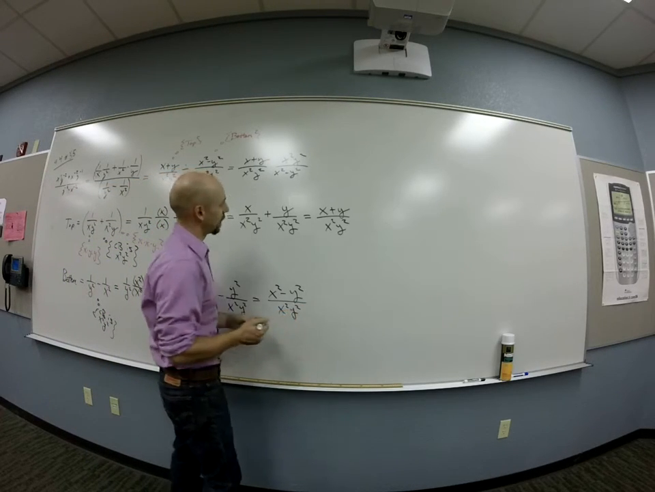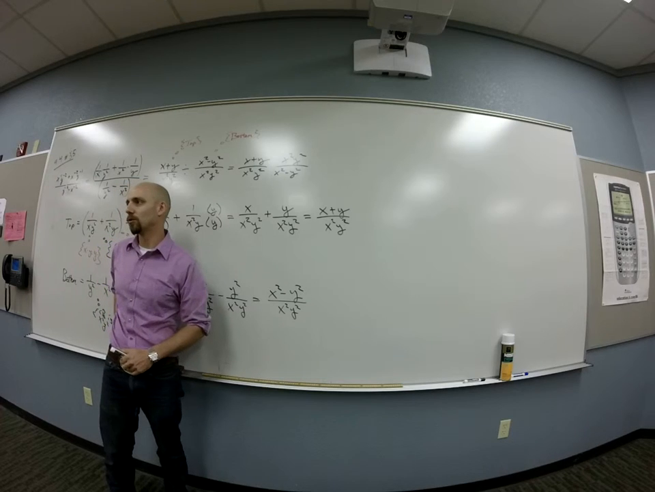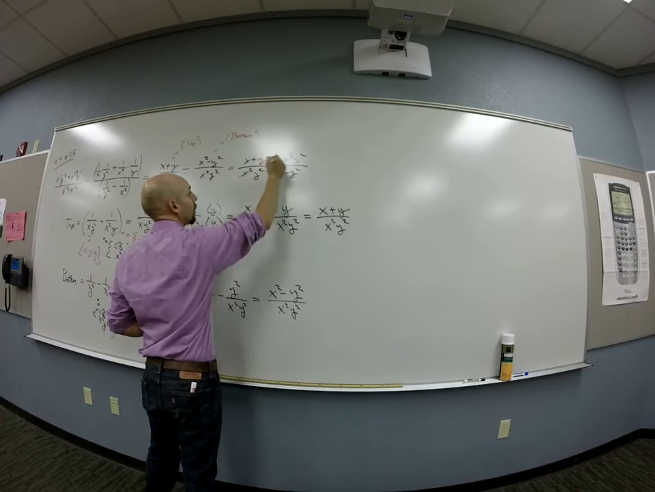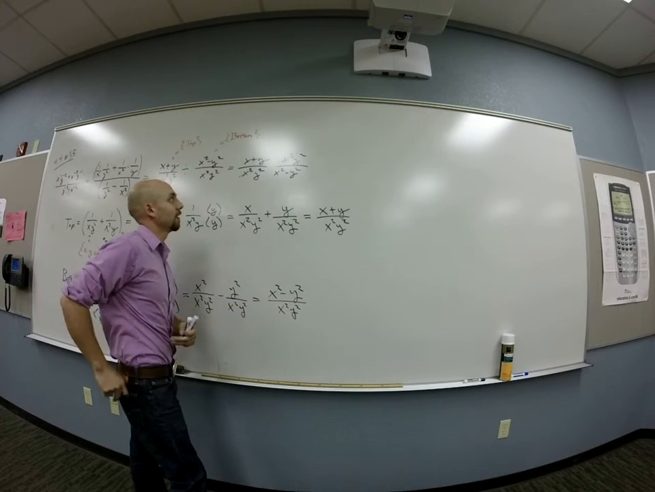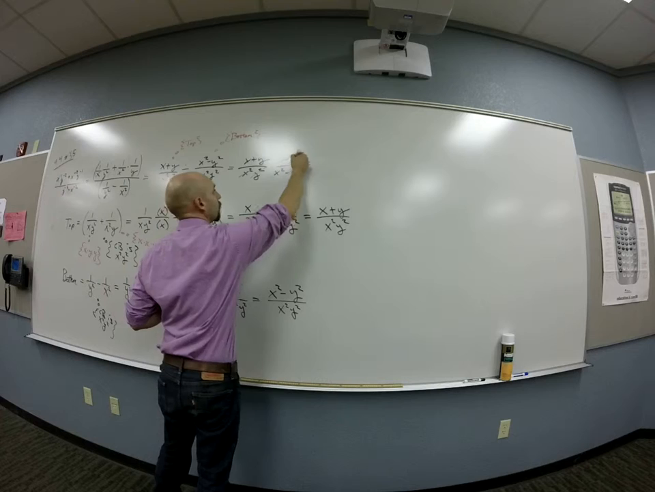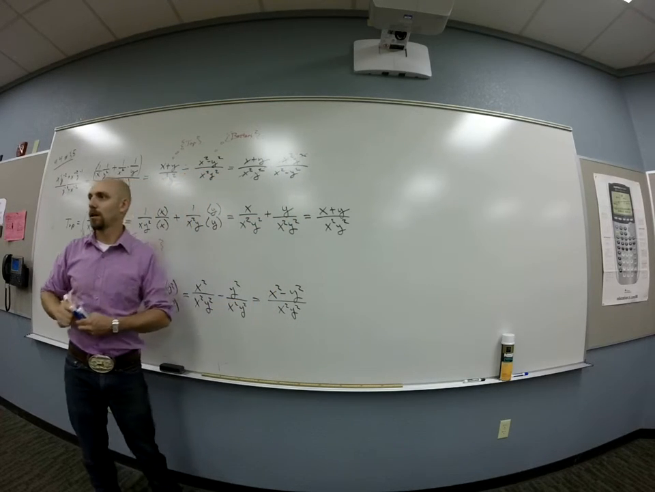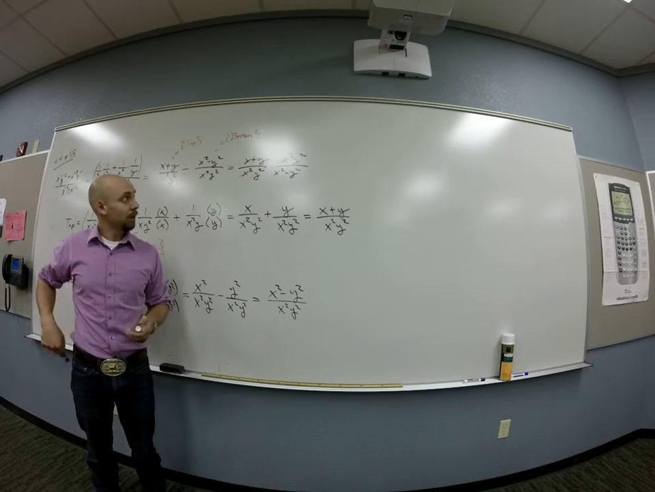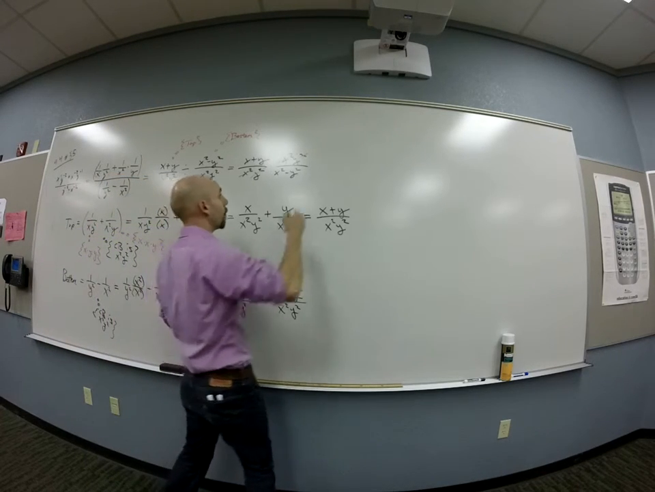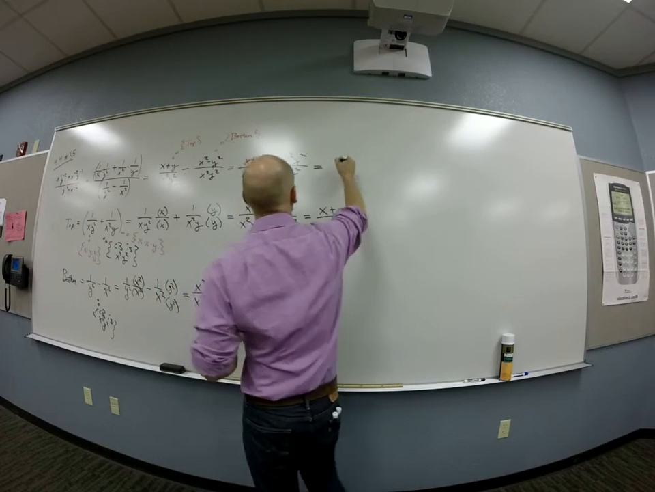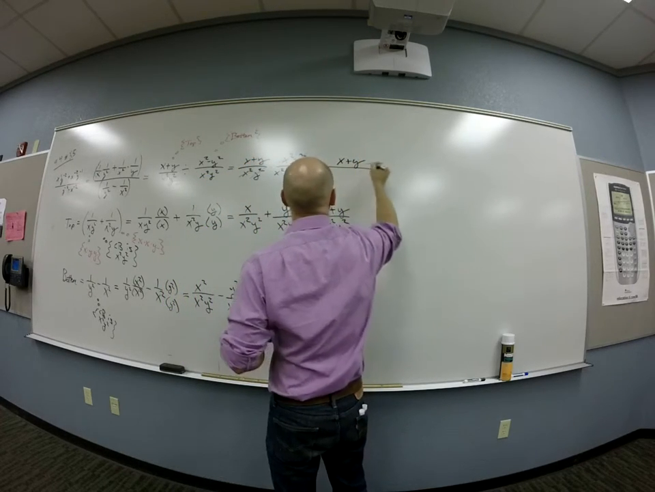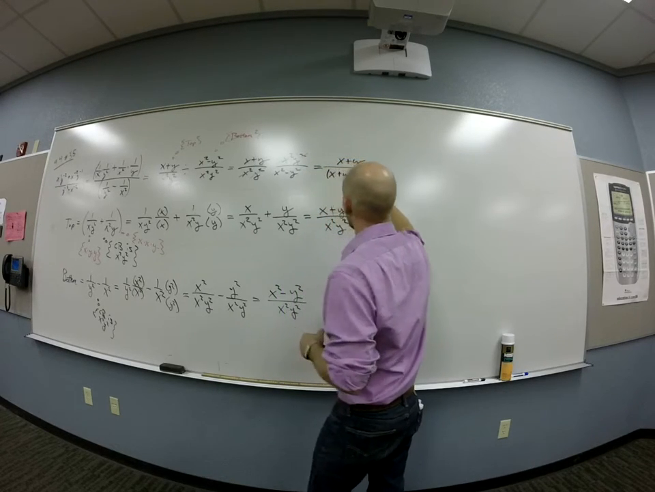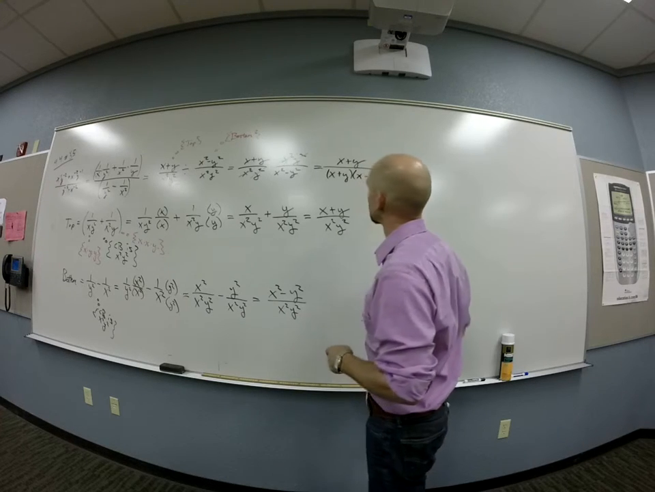Okay, so let's see. What can I cancel at this step before I play with difference of squares? The x squared, y squared. Yeah, I can cancel an x squared with an x squared and a y squared with a y squared, right? Cool. All right. Okay, so now what? X plus y over x plus y over x minus y. Very nice.